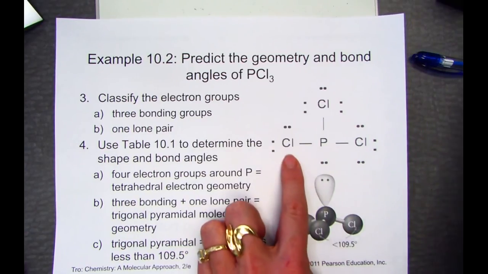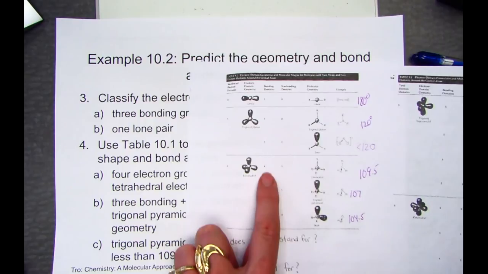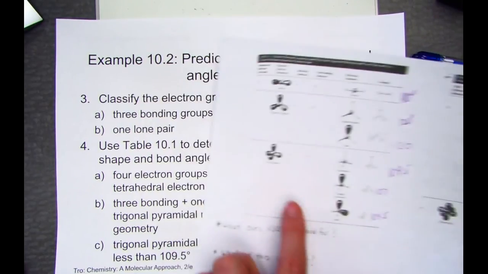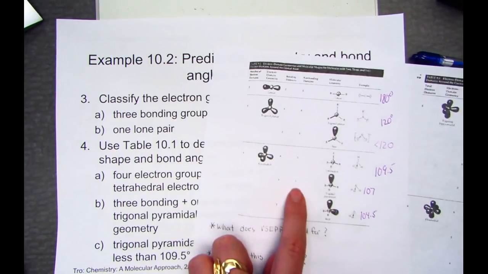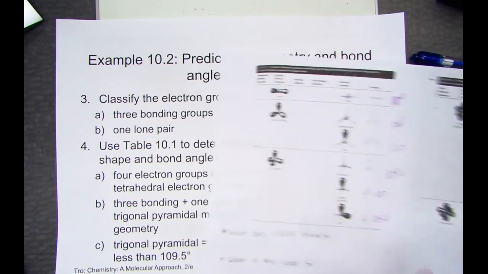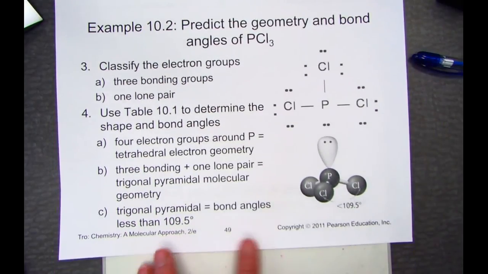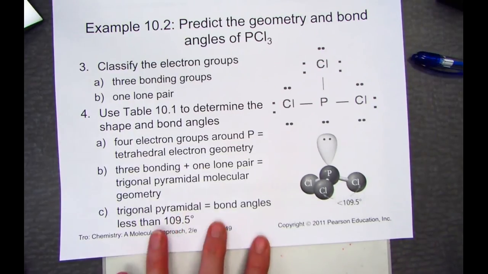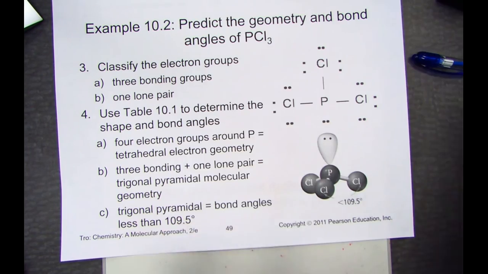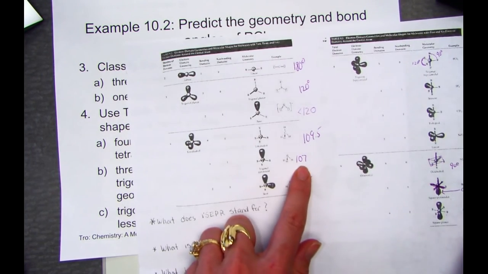4 electron domains, so the electron domain geometry is tetrahedral. Of the 4, 3 are bonded and 1 is non-bonded. We're going to classify this as trigonal pyramidal with a bond angle of 107 degrees. Trigonal pyramidal has bond angles less than 109.5, which we recorded earlier as 107.